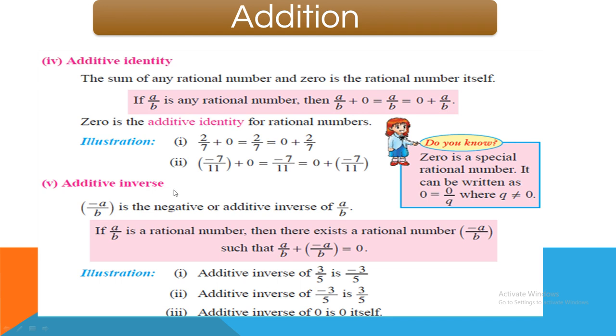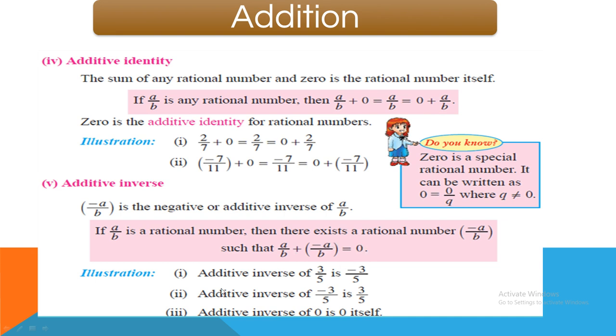Next is additive inverse. Okay, for every rational number, there exists another rational number such that if we add both the numbers, result is 0. Another way, mathematical statement, if minus a by b is the negative or additive inverse of a by b. What it means? If a by b is a rational number, then there exists a rational number minus a upon b such that a by b and minus a by b, their sum is 0.